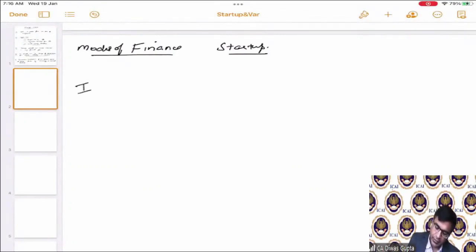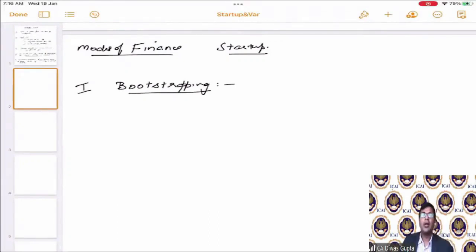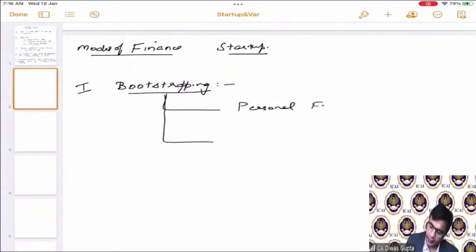Now, the first term that we use is called bootstrapping. Now, students, please understand what this term is called. There is a double P in this. Now, bootstrapping means that broadly we can say there are two things in this. Okay, one is personal finance, and the second one is through the operating cycle of business. For example, vendors, debtors.